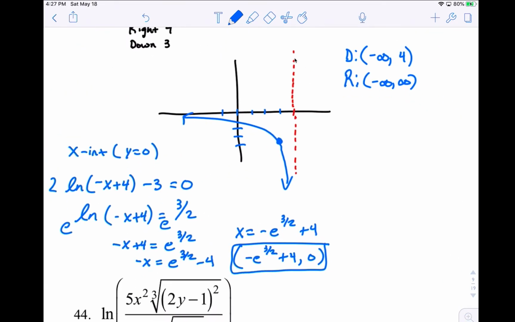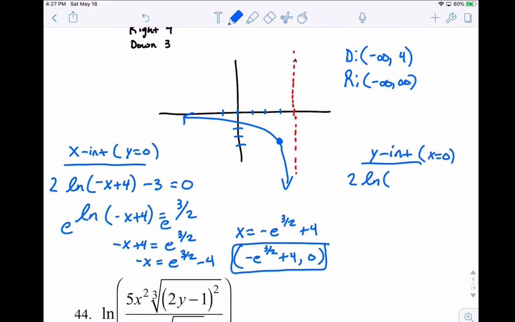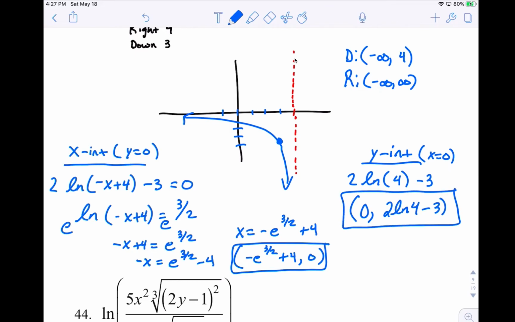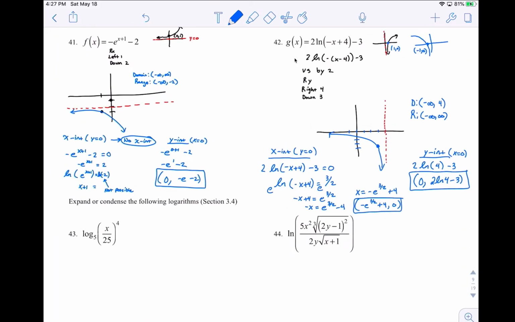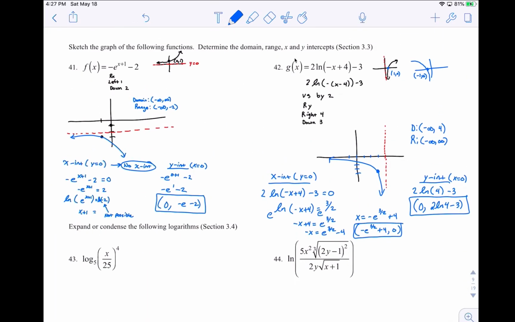Okay, and then your y-intercept is you're just going to plug in 0. So it'll be 2 natural log of 4 minus 3. And again, I'm not going to expect you guys to figure that out. You can just leave it like that. So 0, and then 2 ln of 4 minus 3. All right, so again, just make sure you guys know your parent functions, and you should be pretty good with the graphing.